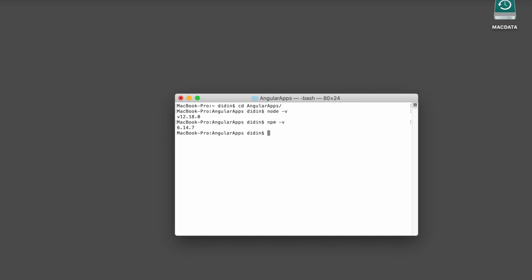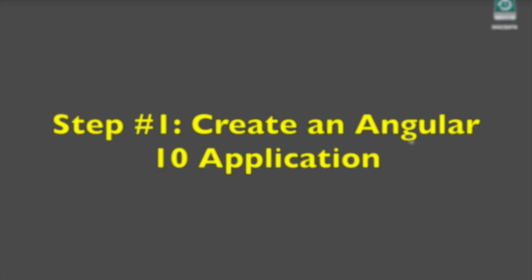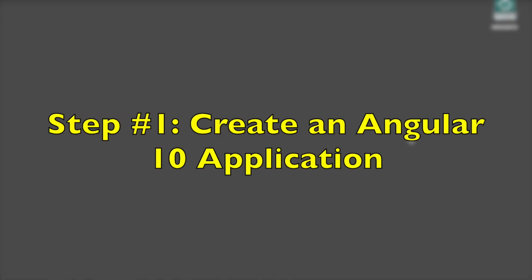Let's get started with the main steps. Step number 1. Create an Angular 10 application. To create an Angular 10 application, we will use Angular CLI. The Angular CLI is a command line interface tool that is used to initialize, develop, scaffold, and maintain Angular applications directly from the terminal or CMD. To install the Angular CLI, type this command from the terminal or CMD.